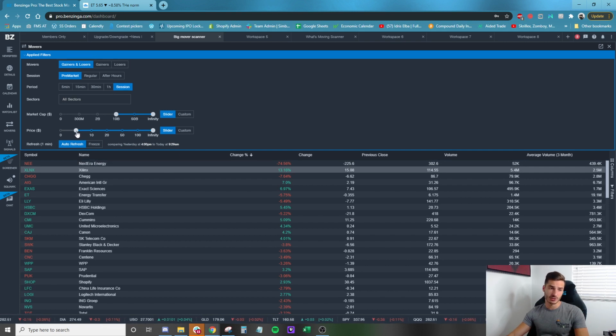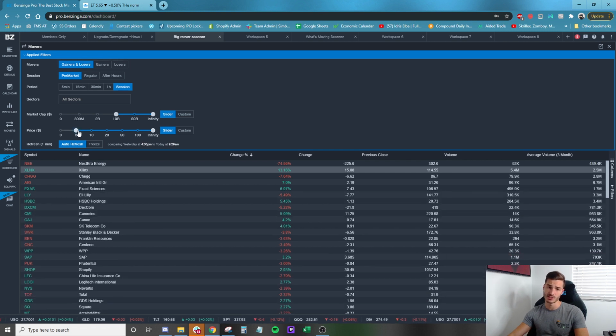Now, another thing I do is I like to price them at least at $5. You can go down to, between 0 to infinity really, but I set it at 5 just because I like to have something that at least a 1% move will be at least a substantial amount. Sometimes I even go up to $10 or so, and you can see the list will change.